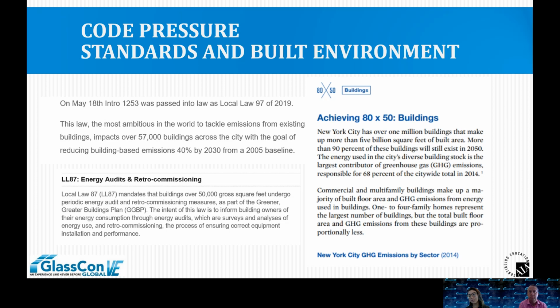And so we're seeing these codes being implemented in New York, we're seeing them being implemented in Washington, and we're anticipating to see them in other regions as well. An example of this is Local Law 97 that was introduced in New York. The basis of this was to reduce building-based emissions 40% by 2030. And this affects all buildings over 50,000 square feet. So essentially, every existing building will have to undergo an energy audit. And if they don't meet their baseline emissions, then they'll be fined.